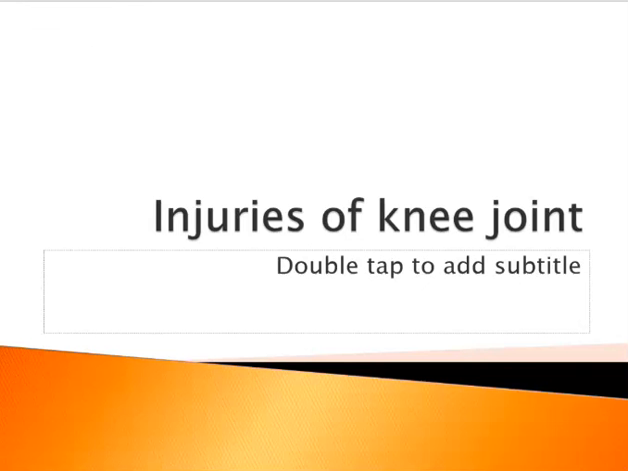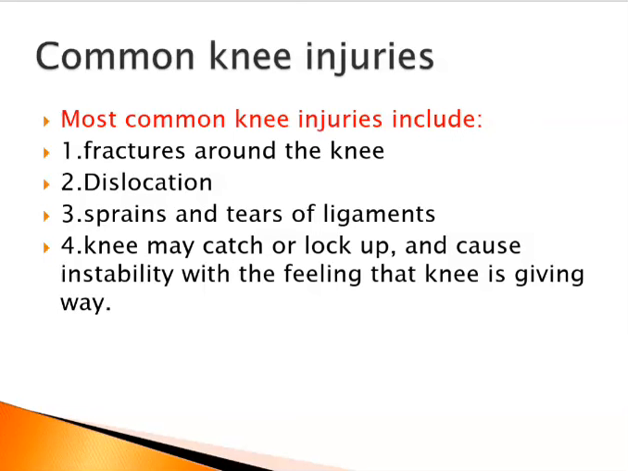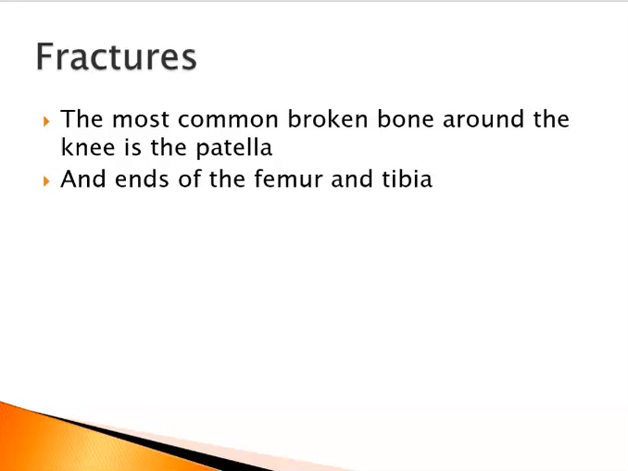Next, another competency is injuries of knee joint and applied anatomy. The common knee injuries include fractures around knee joint, then dislocation, sprains and tears of ligaments, and sometimes knee may catch up or lock up and cause instability with the feeling that knee is giving away. Fractures. The most common broken bone around knee is the patella and ends of femur and tibia also.